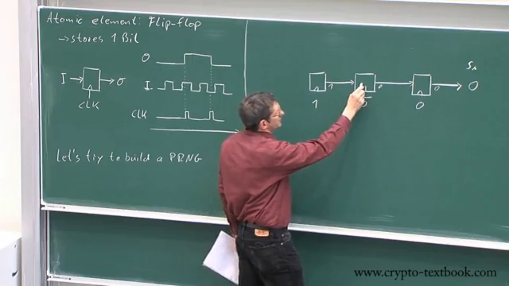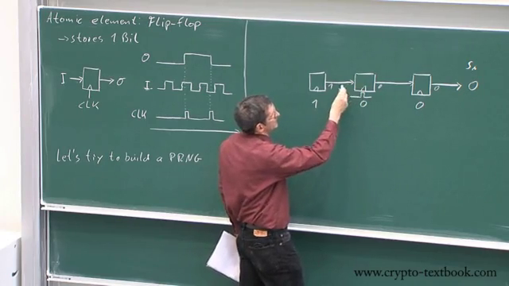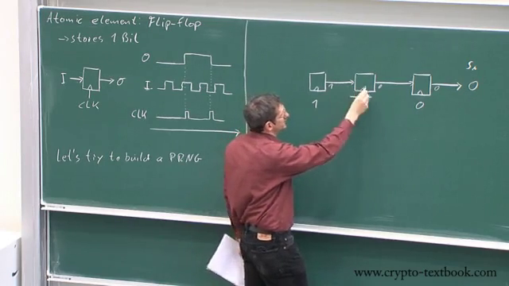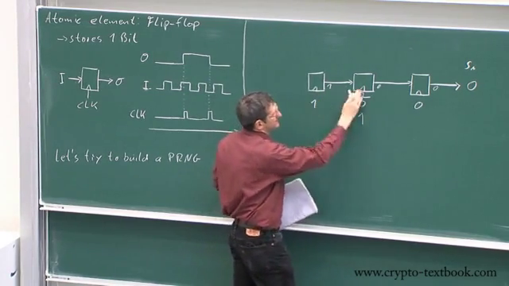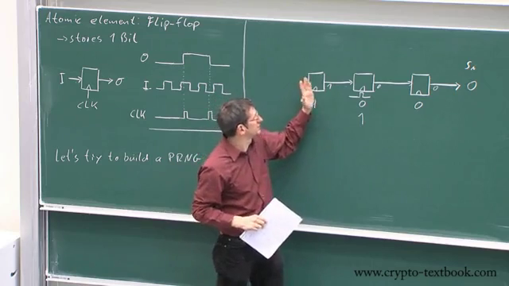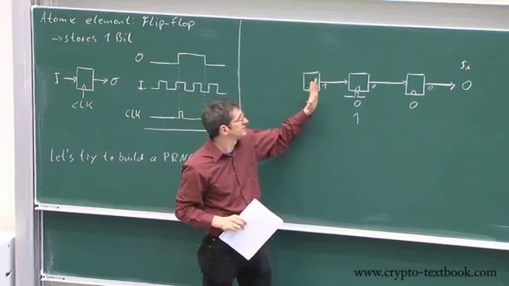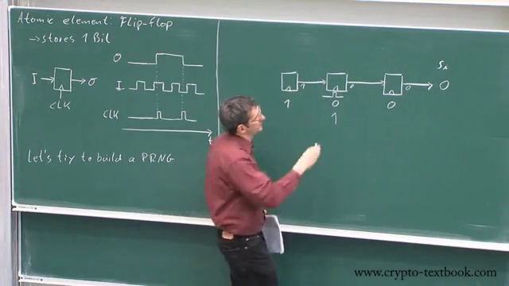This flip-flop looks at what's at my input. Well, its input is 1. That means the output value becomes 1. So this 1 is shifted in there, right? The 1 is shifted from the leftmost flip-flop to the central middle flip-flop.